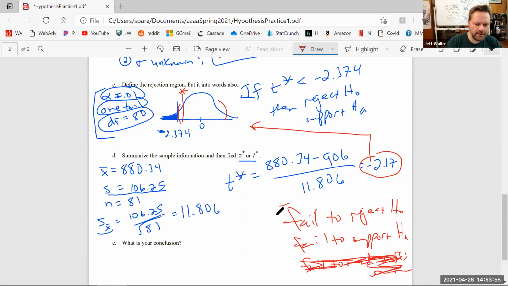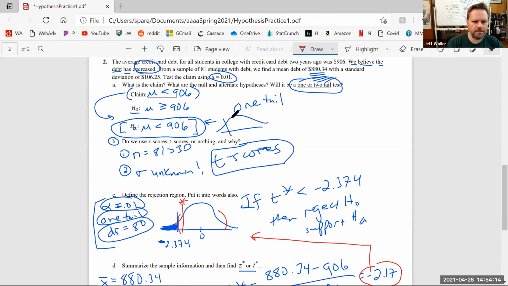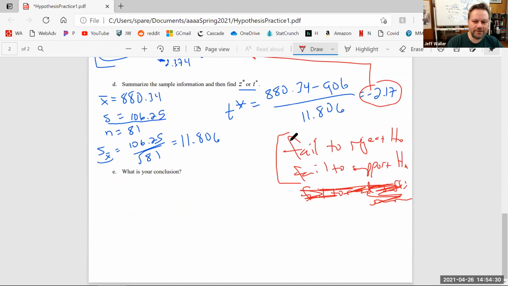Everybody with me? Does that make sense? You either succeed, so then you do these things, or you don't succeed, so you fail to do these things. So how do I write the conclusion? It's going to be one of these two wordings. Which one was our claim from the beginning? The Ha was the claim. So therefore, I'm going to word it like this.